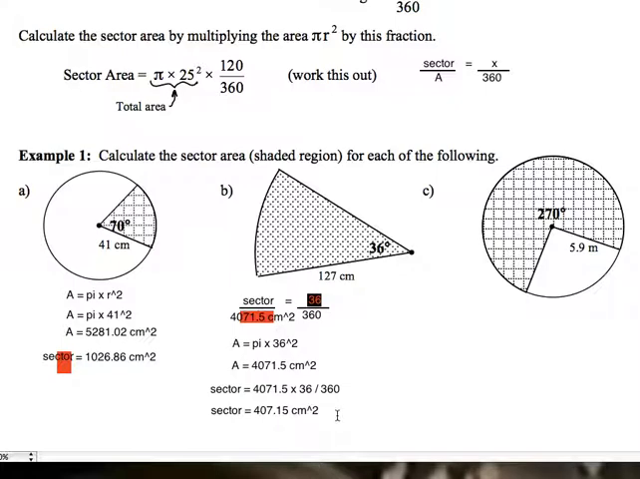All right, let's do one last one over here. I've got a big sector area, most of the circle here, and I'm trying to find how much that area is. So again, I got to figure out which formula I'm using here, and I'm using this one here.